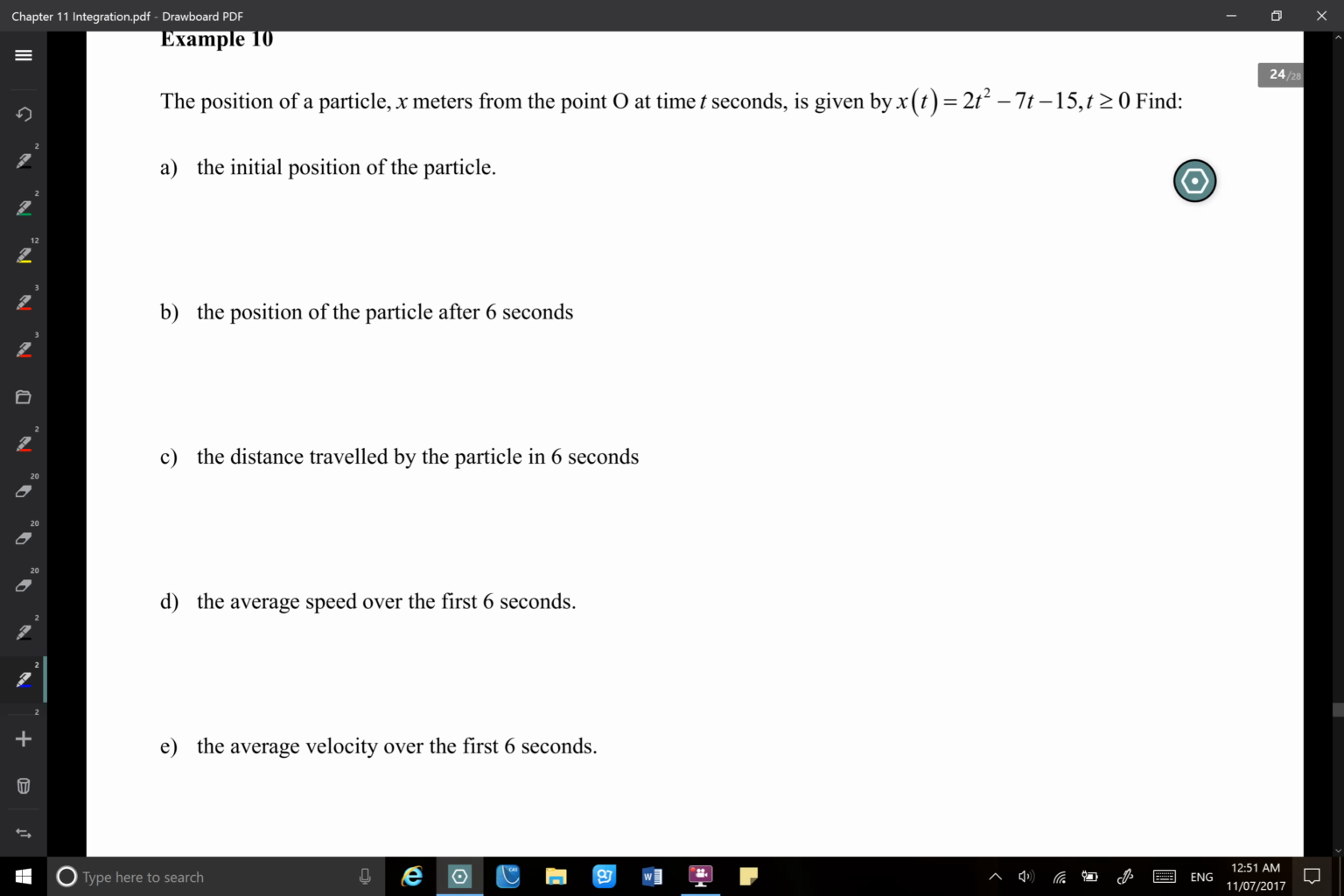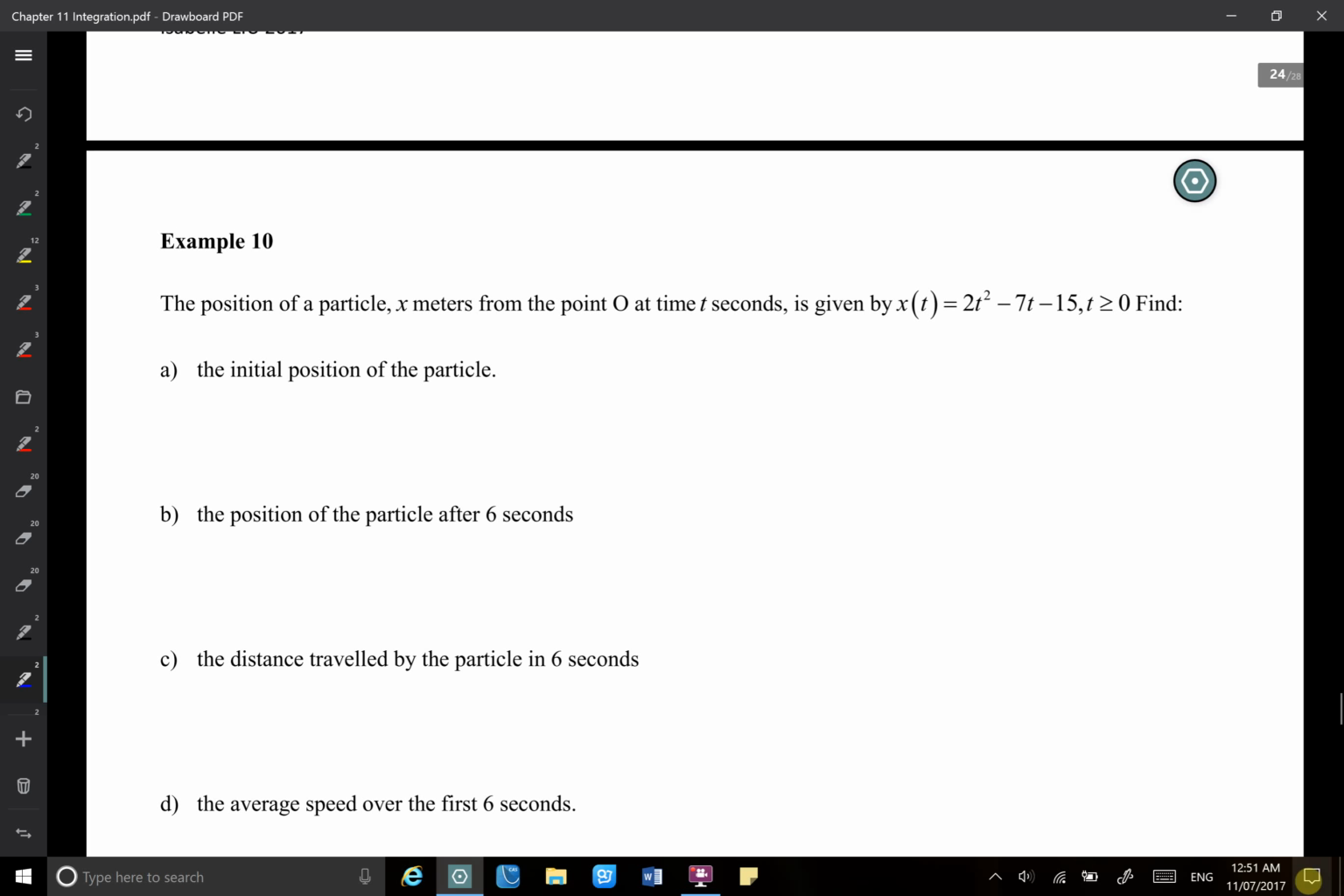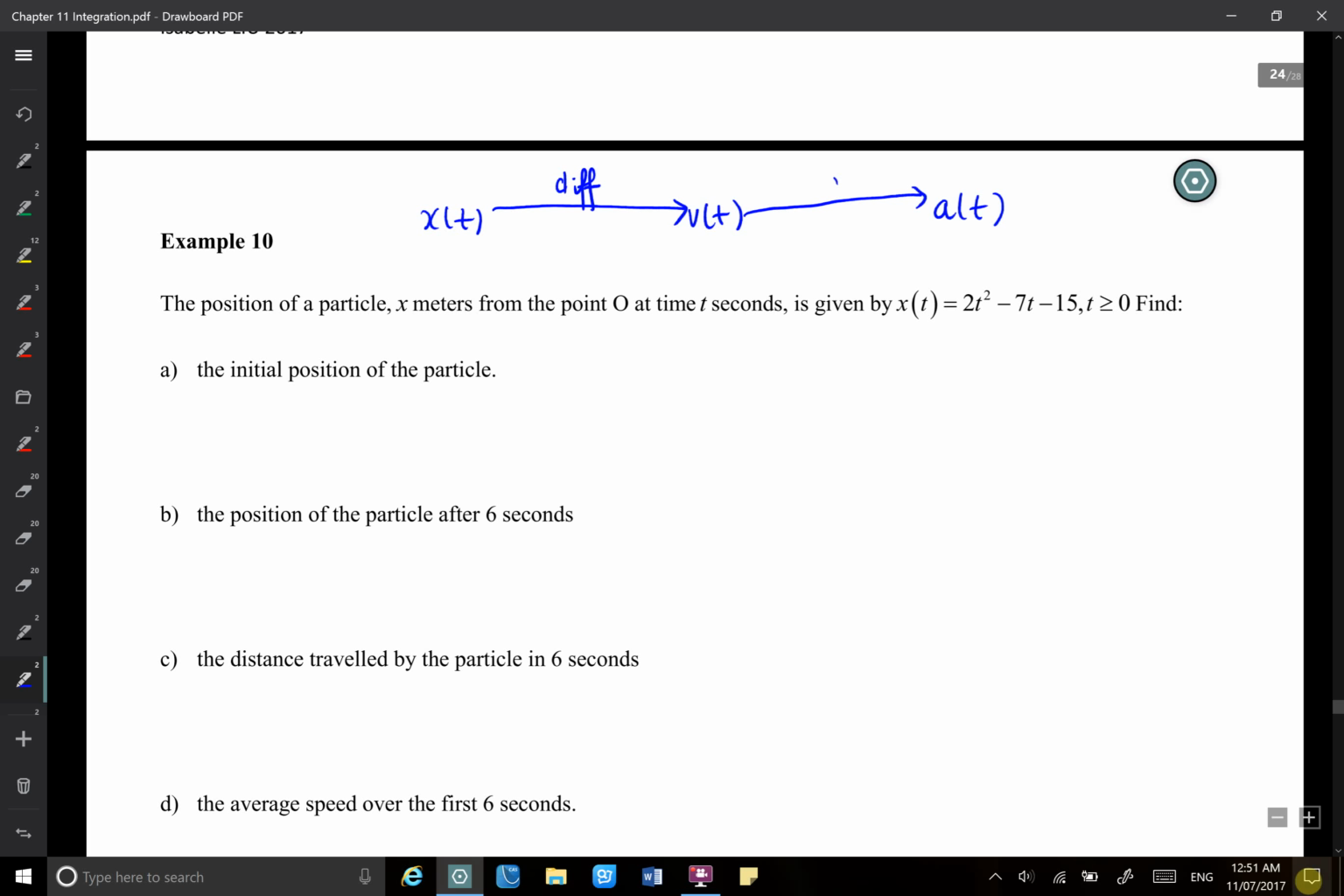Okay, for example 10, the position of a particle x meters from the point O at time t seconds is given by the xt graph. We have three types of graph. We have xt graph, we have vt graph, and we have at graph. From here to here is differentiation. From here to here is differentiation. If you go backwards is antidifferentiation. Here to here is antidifferentiation.